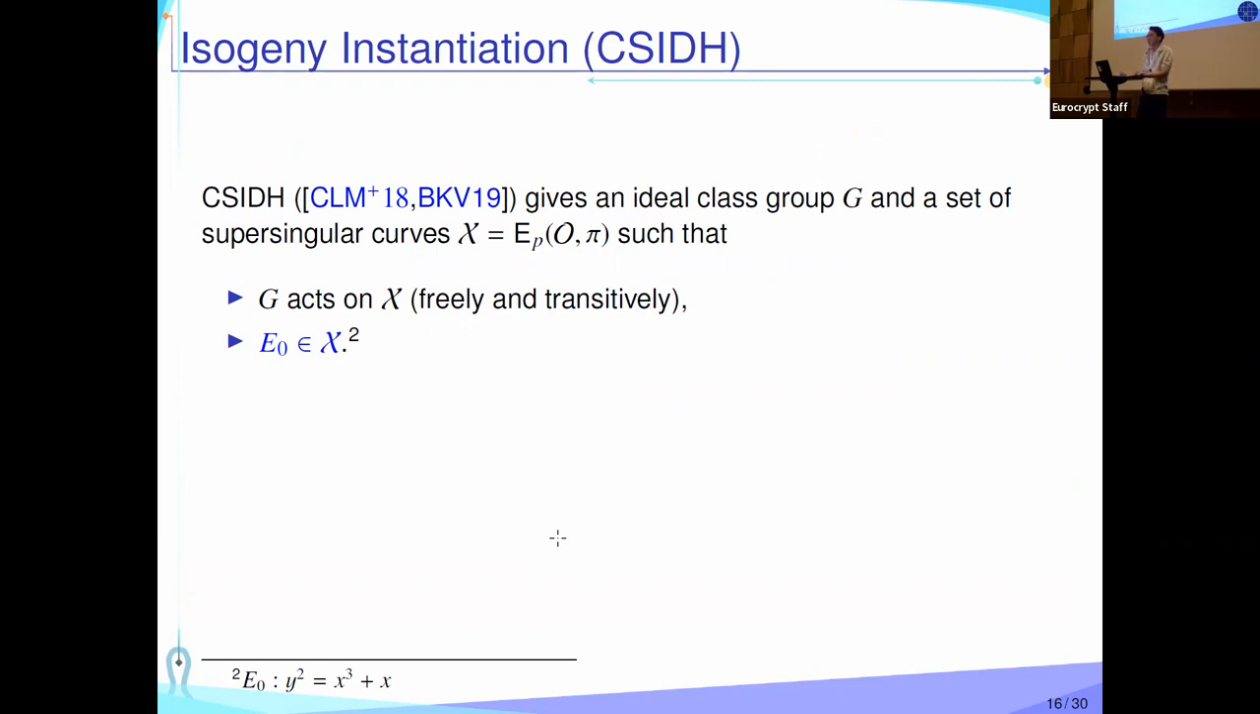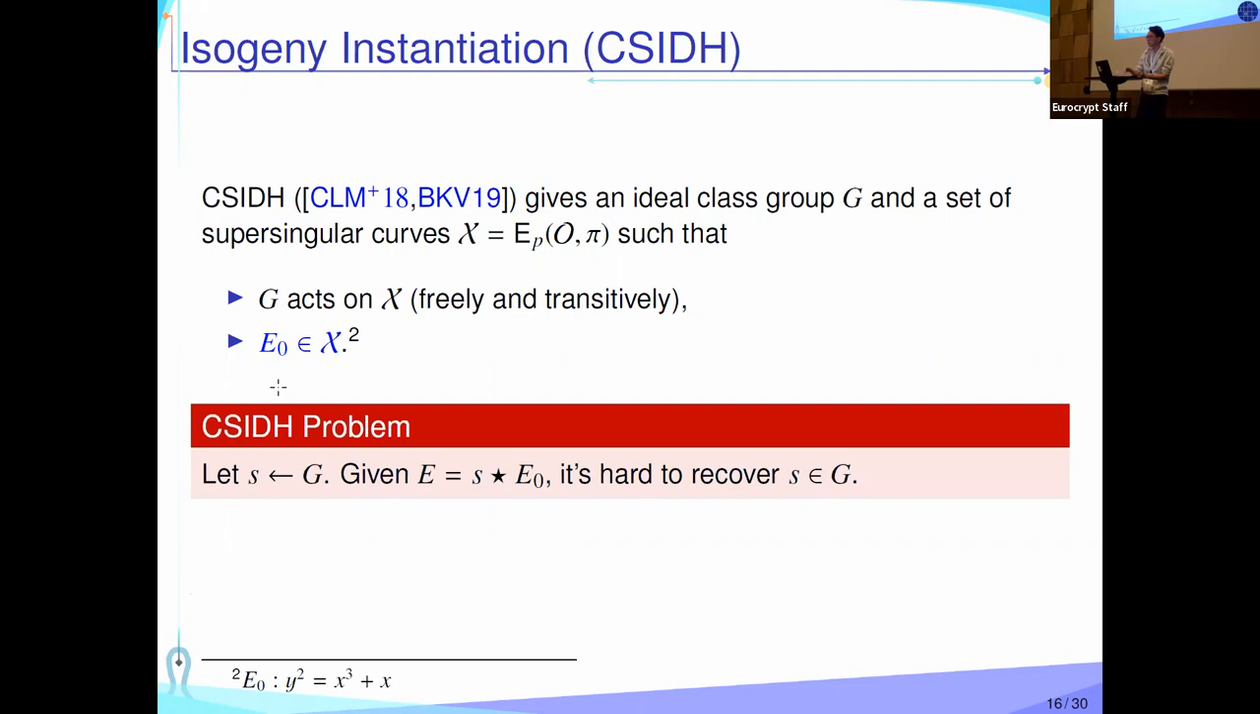And the isogeny instantiation, we take from CSI together with the optimization given by BKV19 with the efficient sampling method. So we have a group action G acting on the set of supersingular curves, and we have a special curve called E0. That is a supersingular elliptic curve, and it is well known it can be taken from this set. This is called the group action inverse problem. If you are given s·E0, where s is sampled from the group G, it is hard to recover s, the secret isogeny.